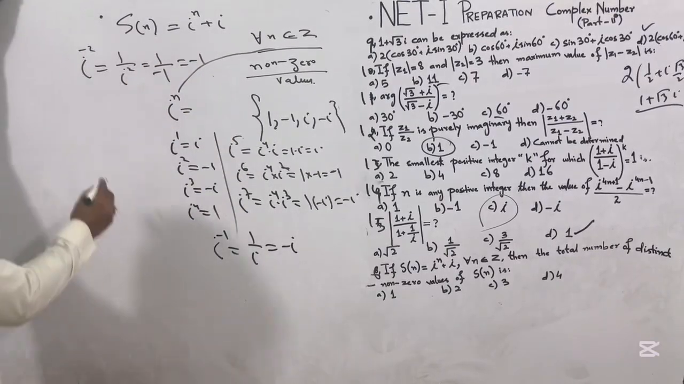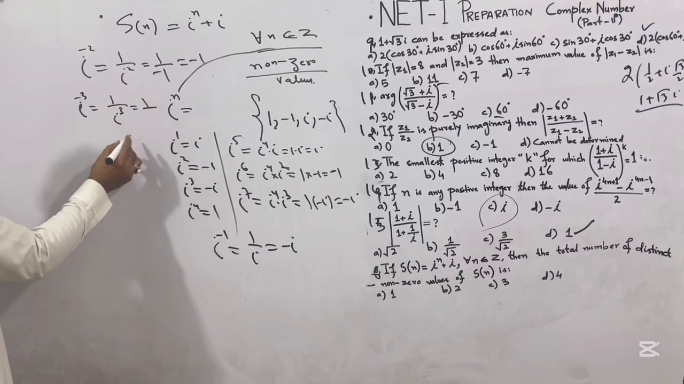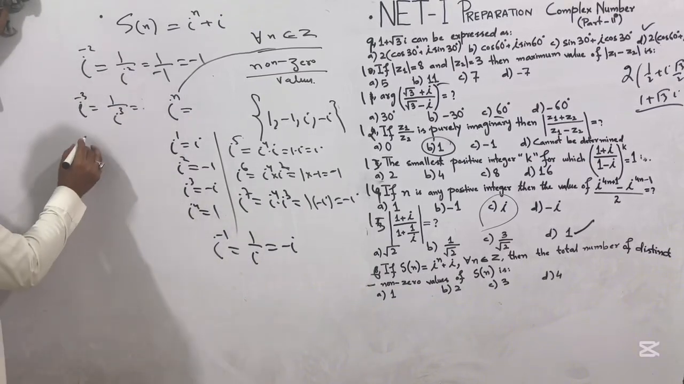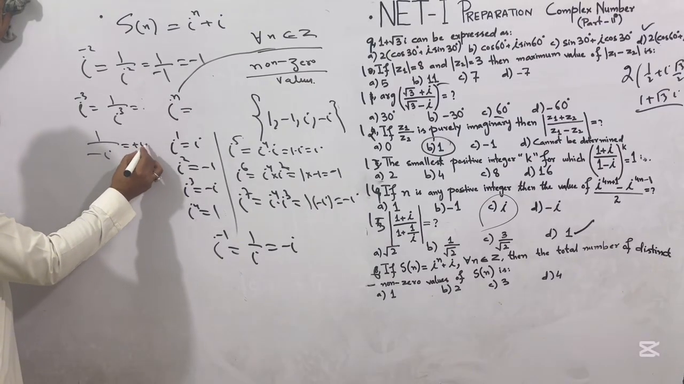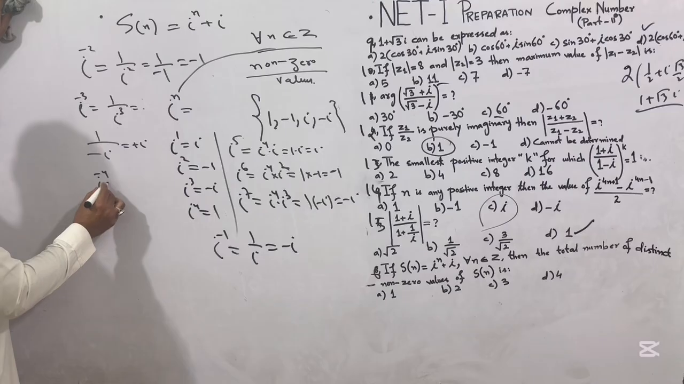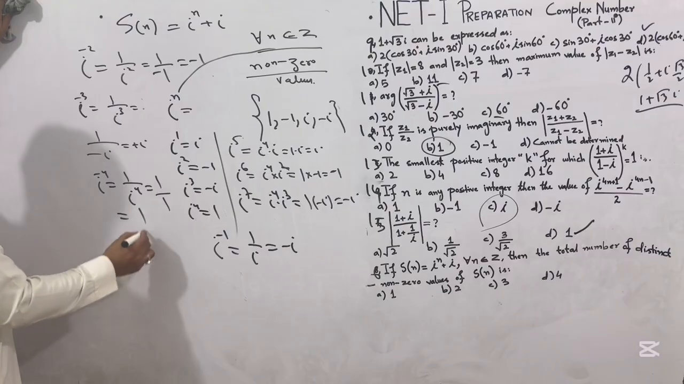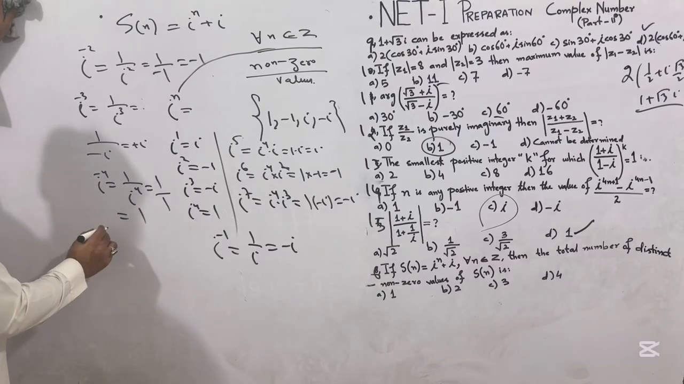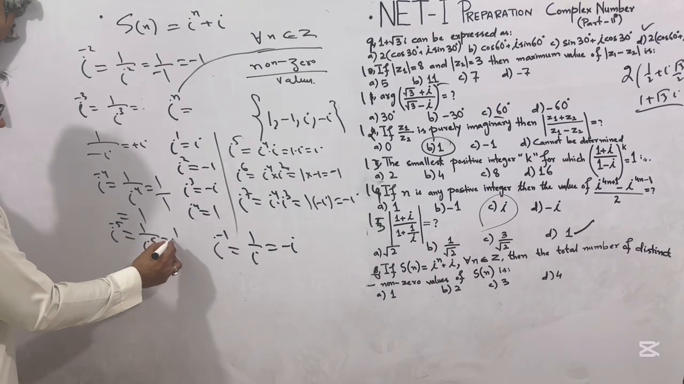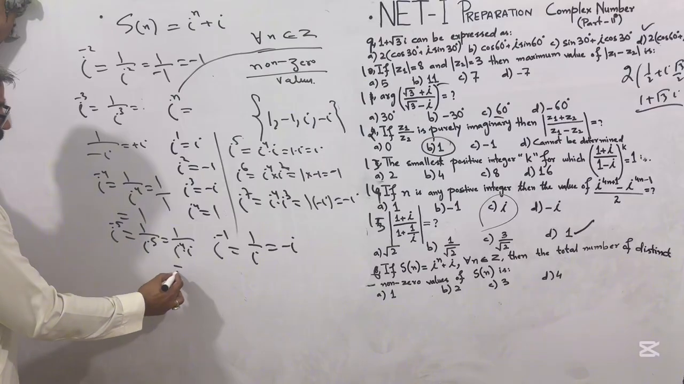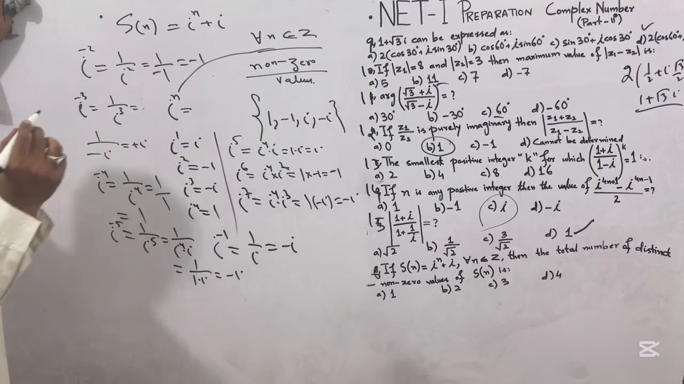Look at this. Iota raised minus 3 can be written as 1 over iota cube. Iota cube is equal to minus iota, and 1 upon minus iota is equal to positive iota. Iota raised negative 4 can be written as 1 upon iota power 4. Iota power 4 means 1, 1 upon 1 means 1. Similarly, one can verify iota raised minus 5. We will get 1 upon iota power 5. Iota power 5 can be written as iota power 4 times iota, means 1 times iota. 1 upon iota means minus iota.